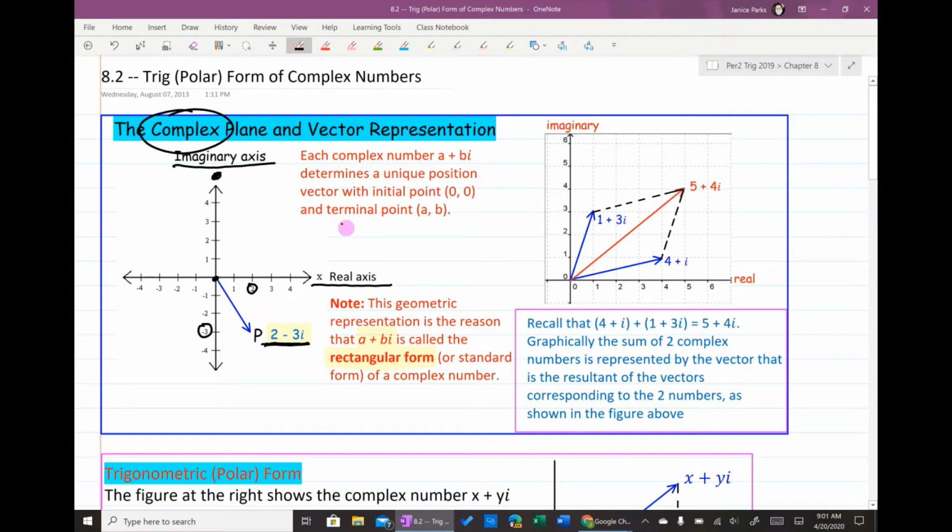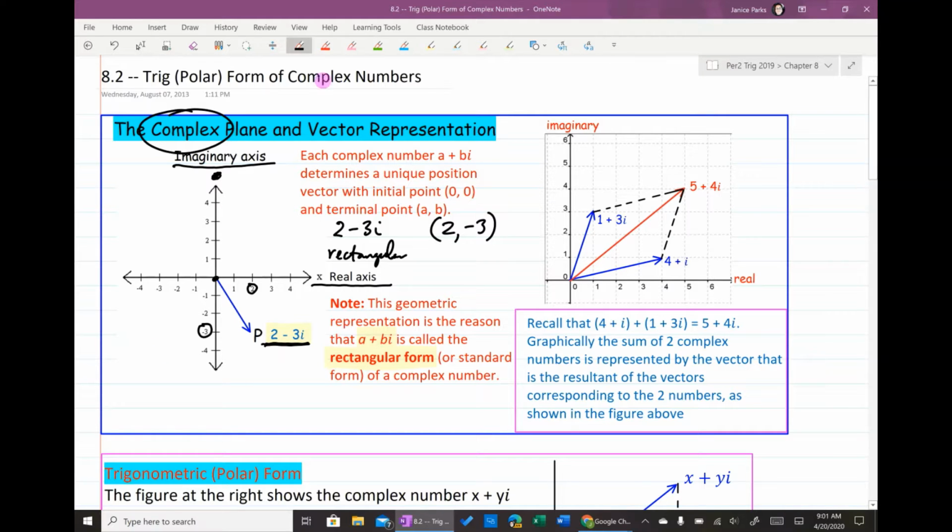Now that is exactly the same. So this is rectangular form, as the point 2, negative 3 on the complex plane, excuse me. So it just is the vector that ends at that point. Now, trig form, I'm going to just write a new vector because it's easier.